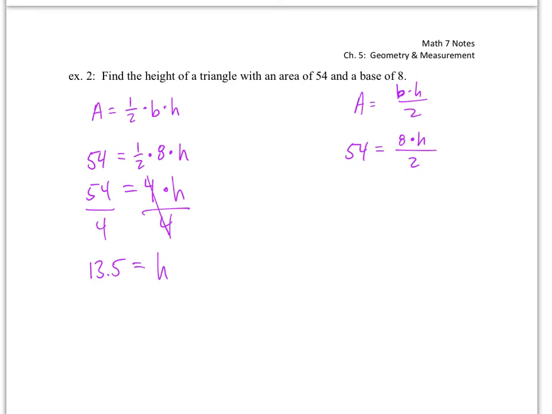Now, the other side, the right side of the page, same problem. We just did divide by 2 instead of times 1/2. So in this case, what do you have to do first? You would have to multiply by 2 on both sides so that this cancels. And we'd get 108 equals 8 times h.